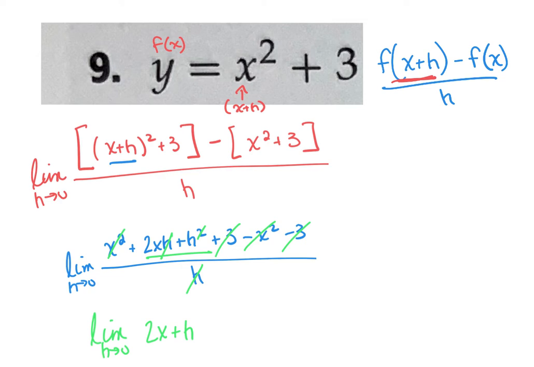If I plug in a 0 there, I get 2x. What does this mean? Well, it means if I want the slope of a tangent line anywhere on that graph, I can plug it in. If I want the slope at 0, well, the slope at 0 is going to be 0. If I want the slope at 1, it's going to be 2. If I want the slope at negative 2, my slope is going to be negative 4. It makes sense. It's a parabola, so it's going to look like this. So it looks like it should change, right?